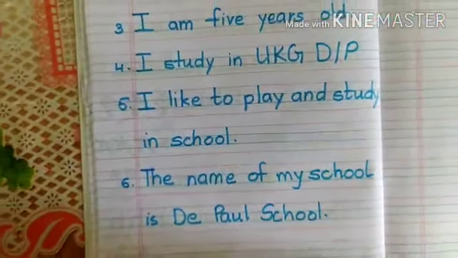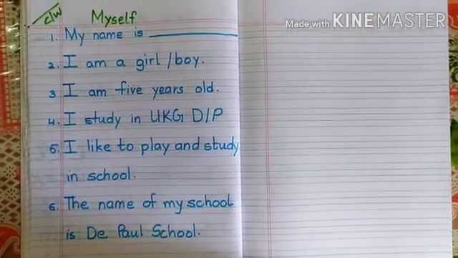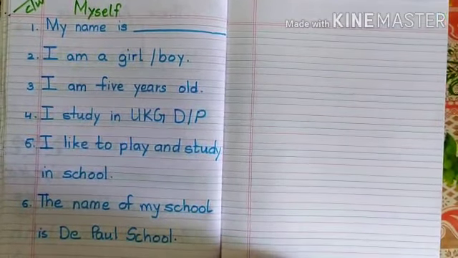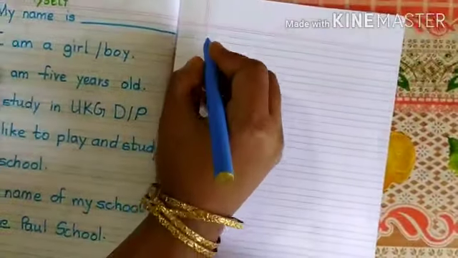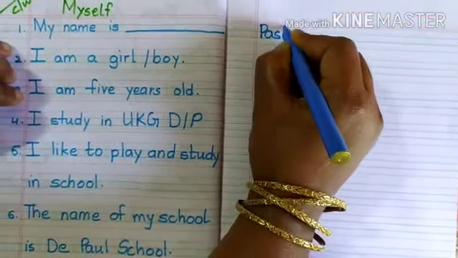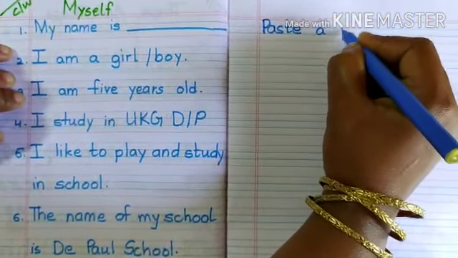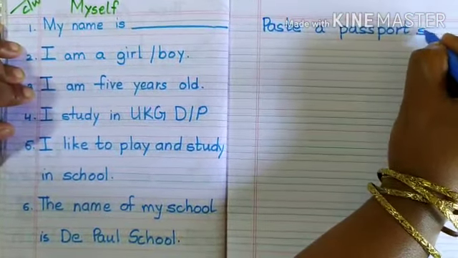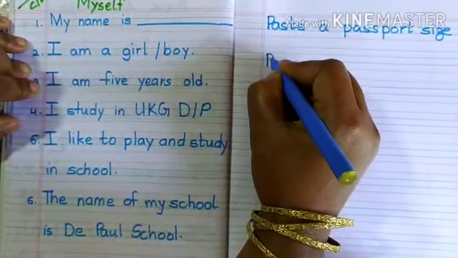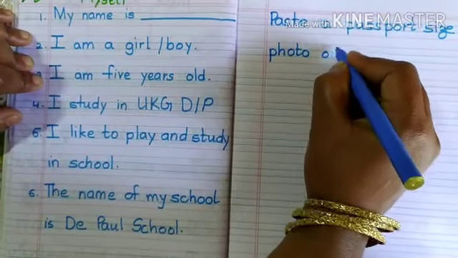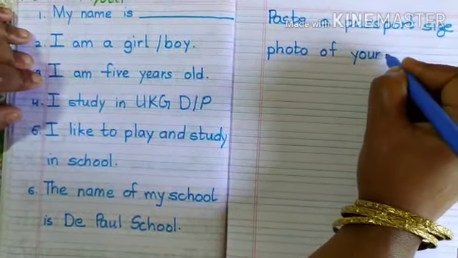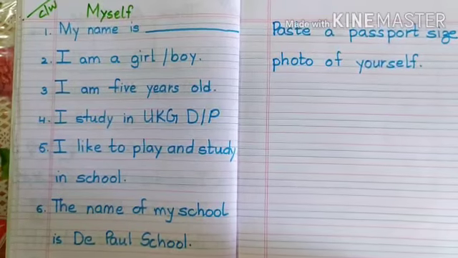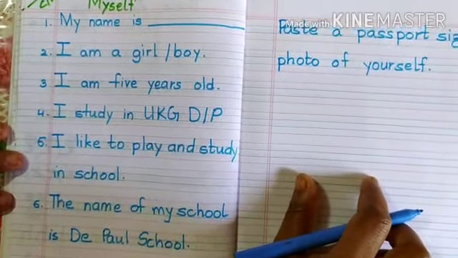So children, you have to write all these sentences in your CW copy. And now one more thing you have to do, children, you have to paste a passport size photo of yourself here. Paste a passport size photo of yourself. So here you have to do your pasting of your passport size photo here. Okay, children?